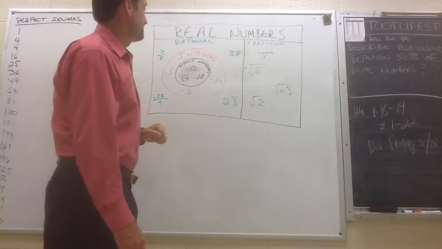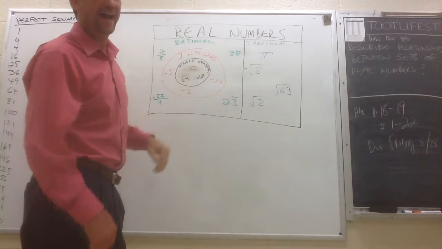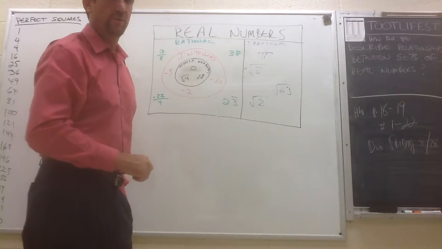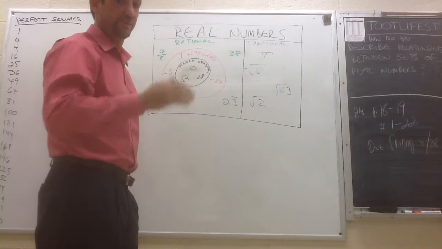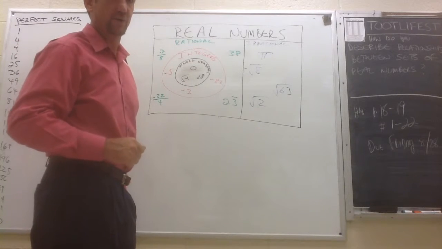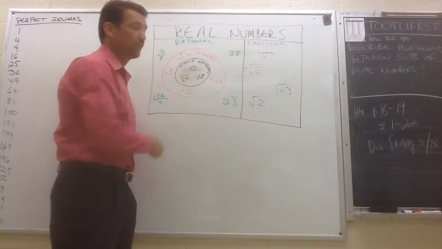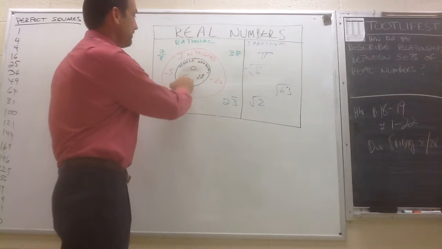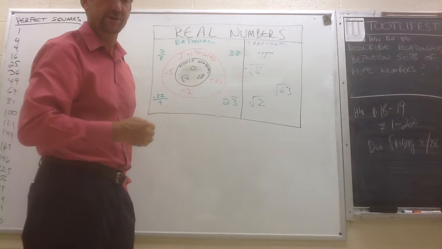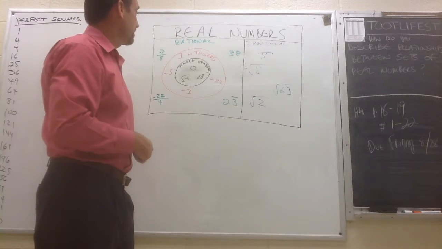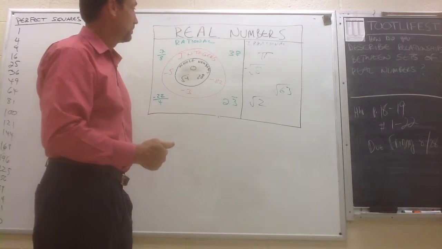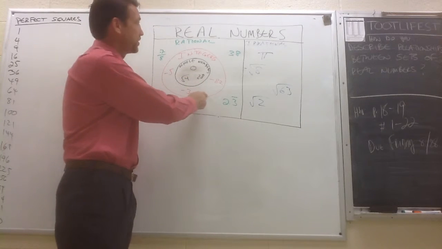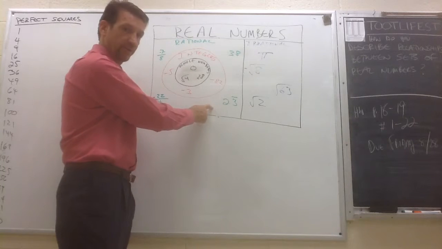Now integers are made up of the set of whole numbers and their opposites. Whole numbers start at 0 and go up from there. So 0, 1, 2, 3, 4, 5, and so on. Notice the square root of 4 is in the set of whole numbers. That's because 4 is a perfect square. The square root of 4 is 2. 2 is a whole number, it is also an integer, and it is also a rational number.